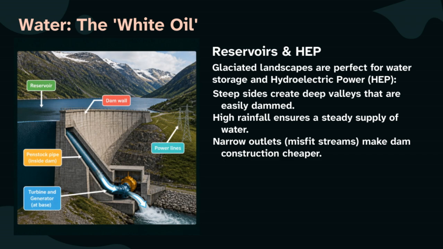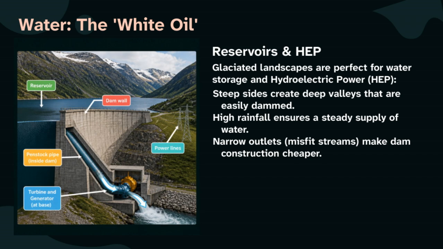Hydroelectric power uses the movement of water to generate electricity. Water stored high up behind a dam has potential energy. When it is released downhill through pipes, that energy is converted into movement, which turns turbines and generates electricity. HEP is renewable and does not directly produce greenhouse gases during operation. However, reservoirs and dams can flood valleys, damage habitats, change river flow, and affect local communities.